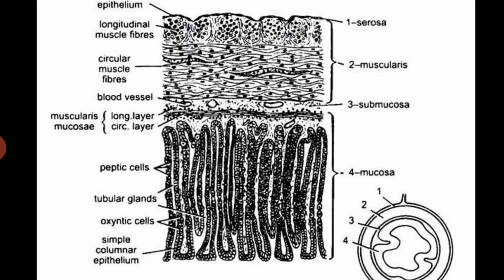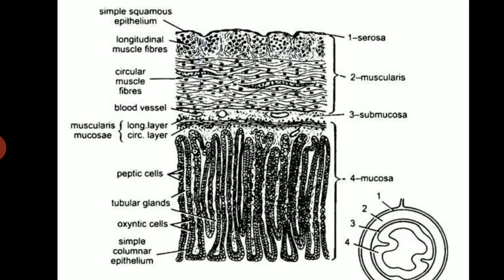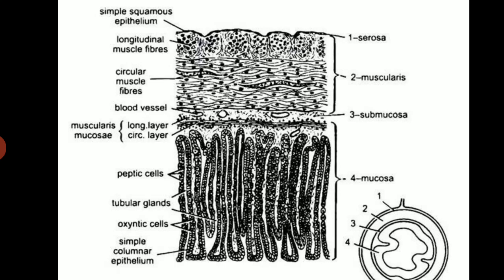So first see this diagram. Try to remember the names of the layers. First is the serosa, then muscularis, third is the submucosa, and innermost is the mucosa. The mucosa lies in the innermost layer. It is the innermost layer.